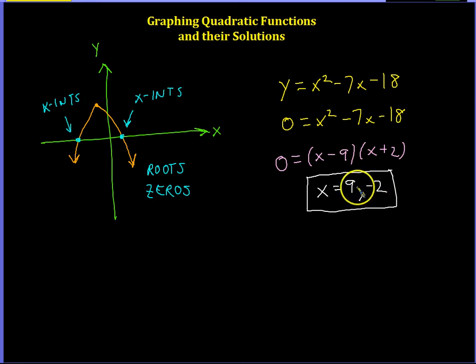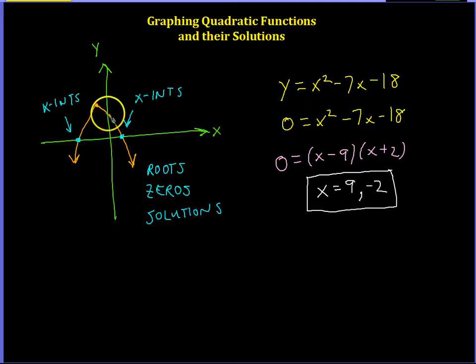Well, since we found these two solutions by setting y equal to 0, it turns out that we have another name for x-intercepts. We can call them roots, we can call them zeros, and it turns out we can also call them solutions.